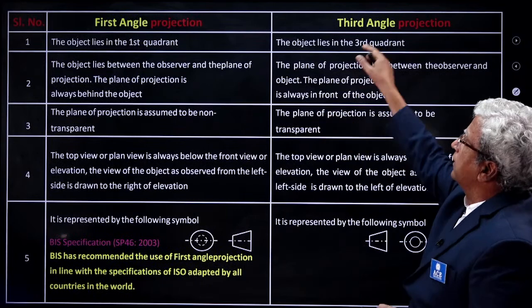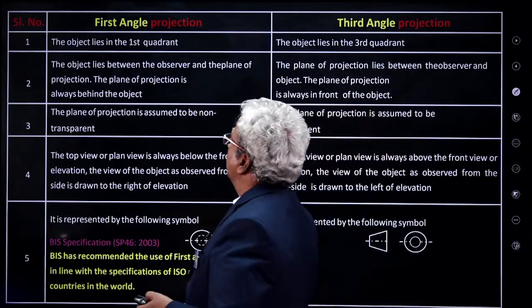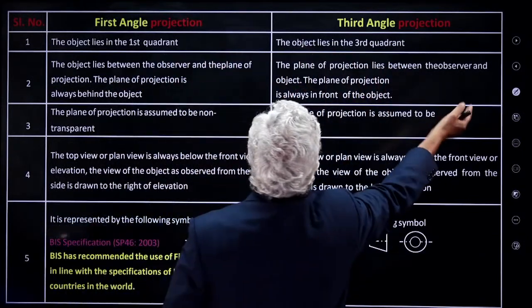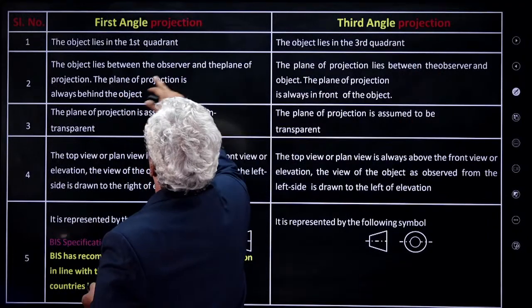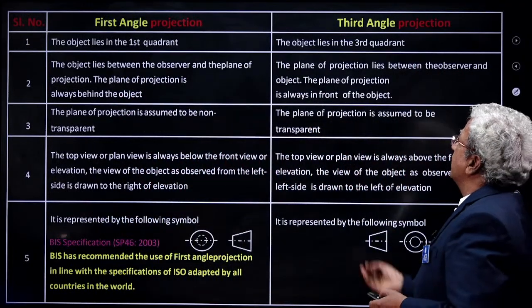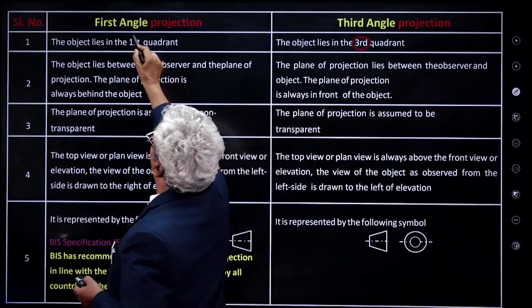So I have just enlisted this from our ASC Engineering Services material. The differences between the first angle and third angle projections. The object lies in the first quadrant, that's what we said, whereas in the third angle, it lies in the third quadrant. Isn't it so? First angle, first quadrant, right?